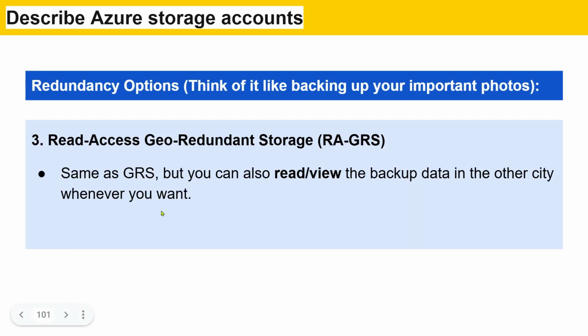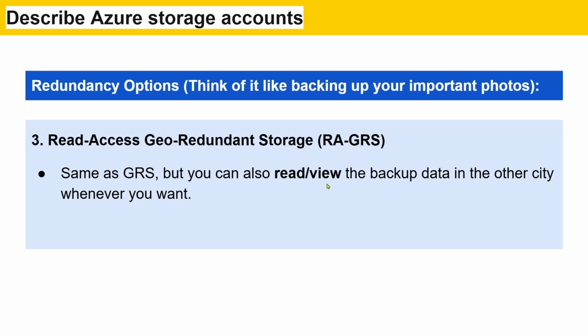Now moving on to the third one, read access geo redundant storage. Same as GRS, geo redundant storage, same as that, but you have something called read access. So read access, RA-GRS.